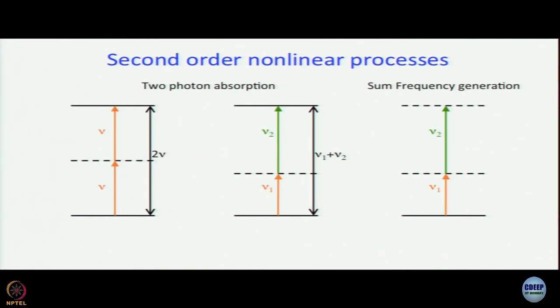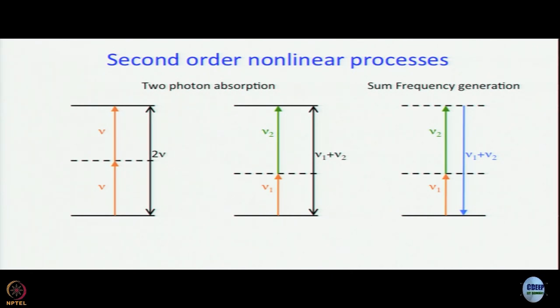But then there is no memory. The system does not remember that I had absorbed nu 1 first and nu 2 second, or the other way around. There is no memory. So, when the emission takes place, the emission is of a single photon of frequency nu 1 plus nu 2. This is how sum frequency generation can take place.